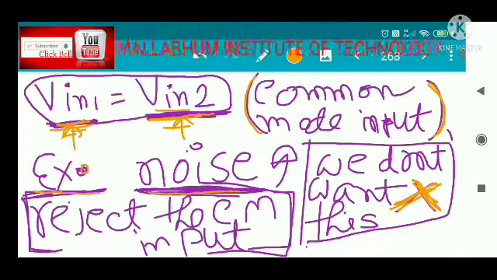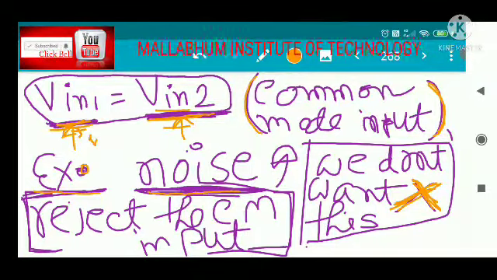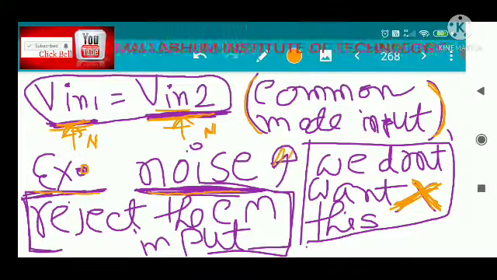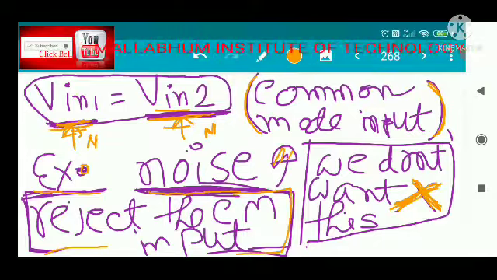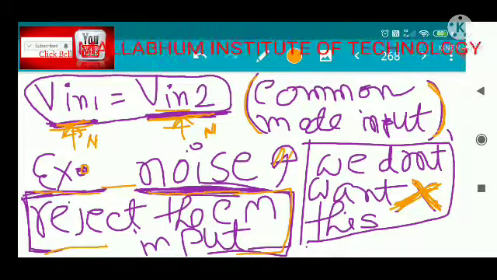So this common mode signal is common to both inputs, which means the noise signal is equally distributed to both inputs. You cannot eliminate that, but you have to design the circuit properly so that the noise signal is not amplified at the output. We don't want this noise signal to be amplified at the output, so we have to reject this common mode signal and amplify the difference mode signal. That is the purpose of the differential amplifier.